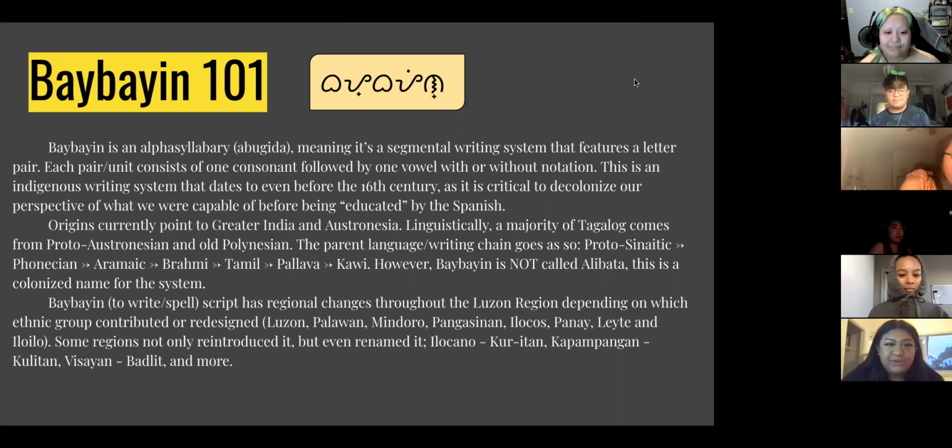Origins currently point to Greater India and Austronesia. Linguistically, a majority of Tagalog comes from Proto-Austronesian and Old Polynesian. The parent language slash writing chain goes as so: Proto-Sinaitic, Phoenician, Aramaic, Brahmi, Tamil, Pallava, and Kawi.